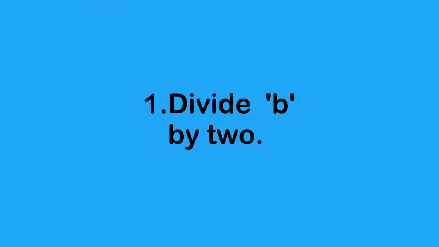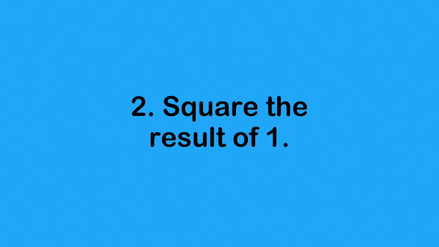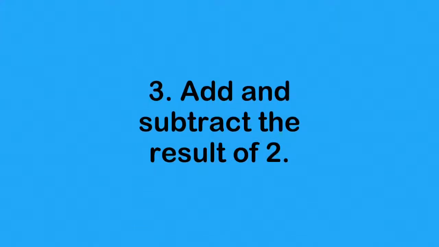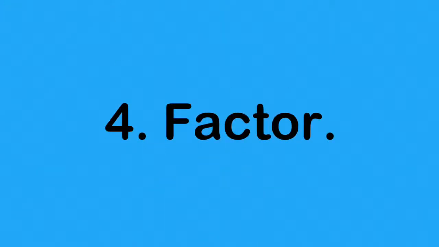First, identify the b term. This will be the number in front of the x, not the x squared, just the x. After dividing it by 2, you will square it. The number which you get as a result, you add and subtract at the same time. Since you added and subtracted the same number, you are only changing it by 0, which is great, and you then factor the result.